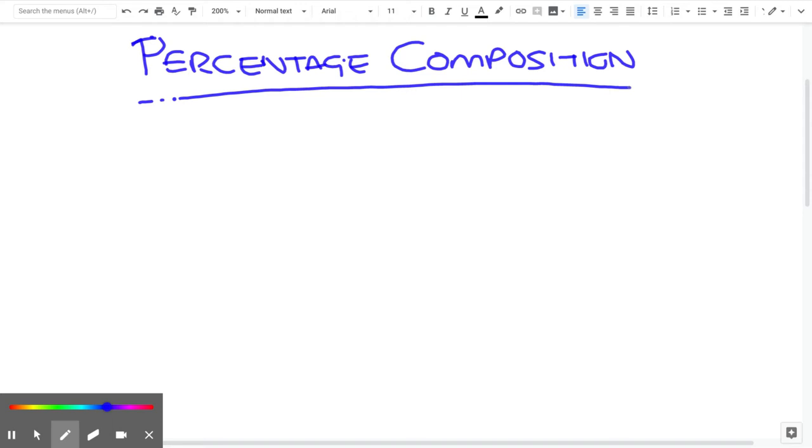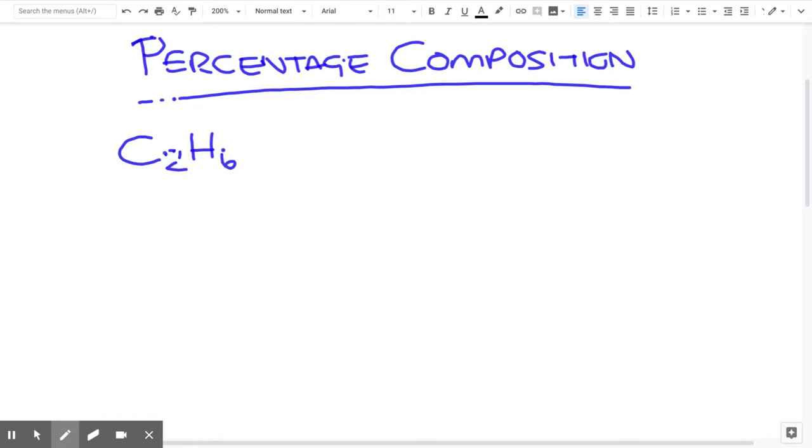Okay, so in this clip, we're going to look at a concept called percentage composition by mass. It's going to look at how we begin to utilize relative atomic masses and subsequently relative formula masses in analyzing chemical situations.